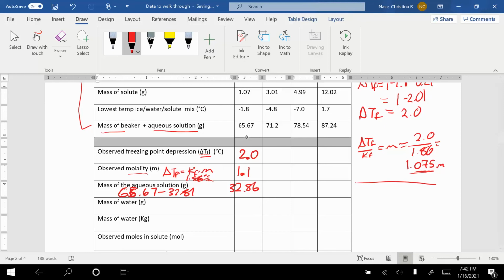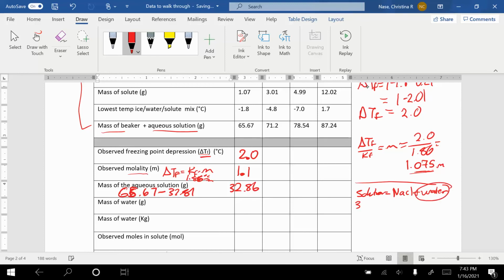A solution has 2 parts to it. Solution has the solute, which is the sodium chloride in this case, NaCl, and the solvent here is the water. So I want to find the mass of the water. I know the mass of the solution, right?